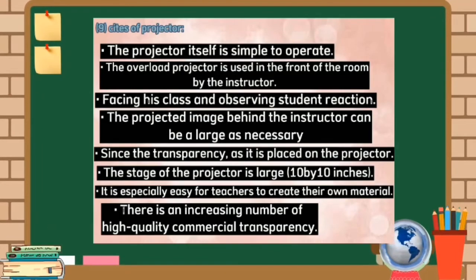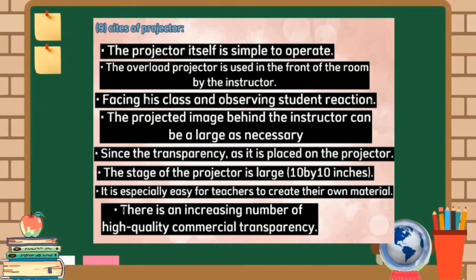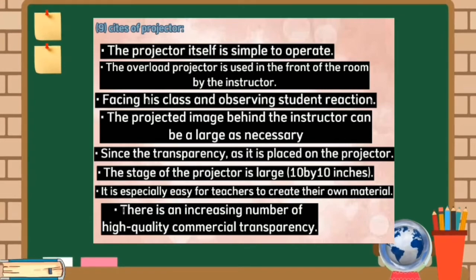So, there are advantages of the projector. Number 1, the projector itself is simple to operate. 2, the overhead projector is used in the front of the room by the instructor. 3, facing his class and observing student reaction. 4, the projected image behind the instructor can be enlarged as necessary. 5, the transparency can be changed as it is placed on the projector. 6, the stage of the projector is large, 10 by 10 inches.